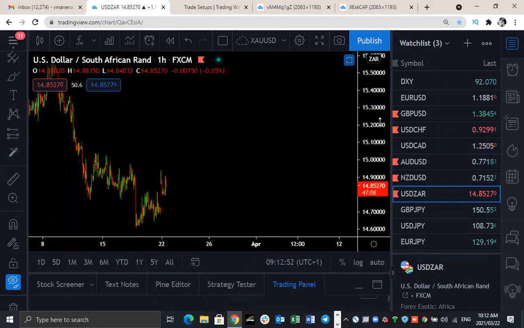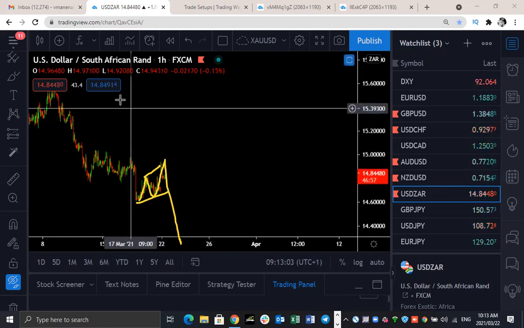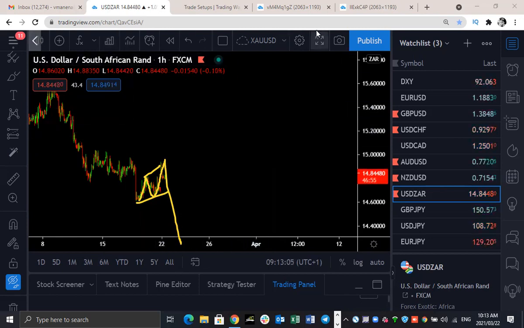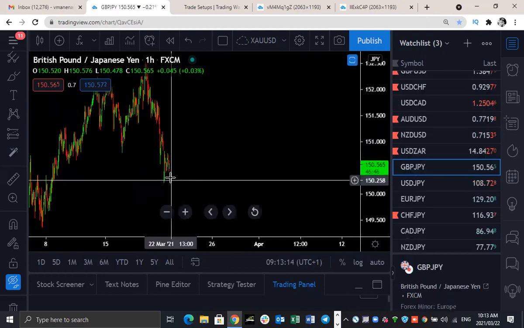Right, so let's have a look at US dollar ZAR. US dollar ZAR has made a 3-wave pullback. We're expecting continuation to the downside. So the dollar weakness, we expected the US dollar weakness to resume against the South African rand. Right, so that's what we have here. So you remember the structure that we're looking at on US dollar ZAR. You can check out the video from yesterday and all other videos previously.